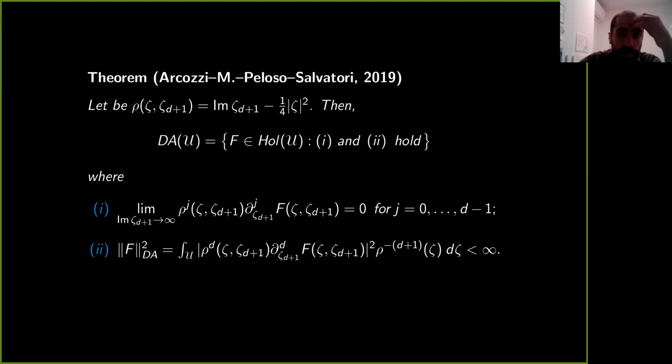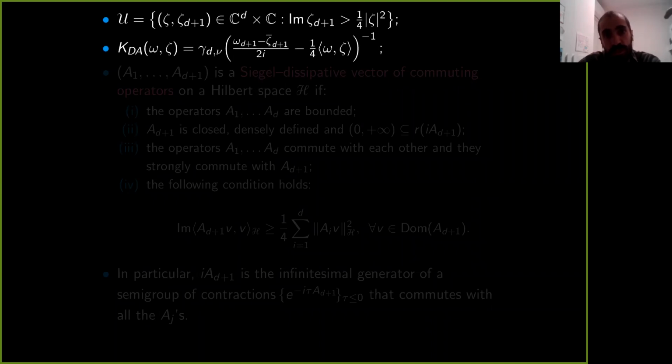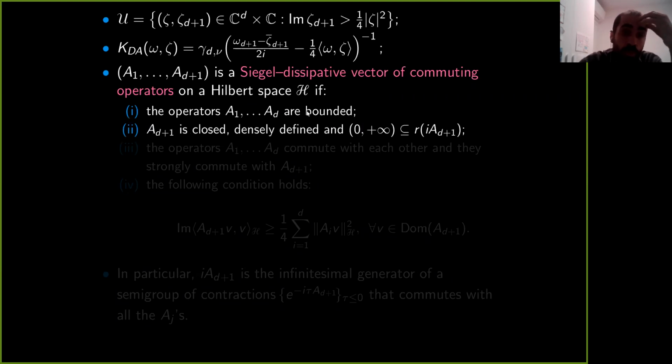Okay, so this is our domain. This is the kernel of our space. And let us now introduce the operators we are dealing with. So we define a vector of operators A_1, ..., A_{d+1} to be a Siegel dissipative vector of operators on a Hilbert space H. And we require the following. We ask for the first d operators A_1, ..., A_d to be bounded. We require the last operator to be closed, densely defined, and we ask the resolvent set of iA_{d+1} to contain the positive half line.